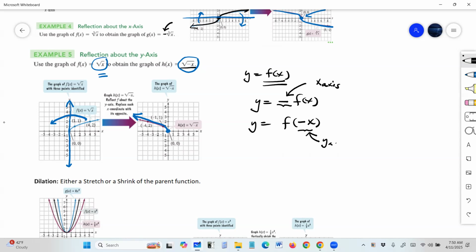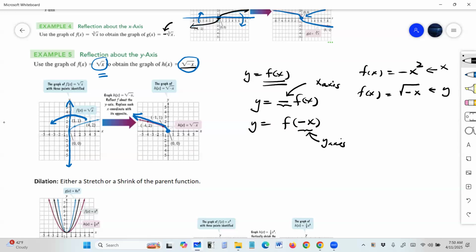This is a reflection on the y-axis. The examples that you saw before, one was minus x squared, and this is a reflection on the x, and the other case was minus x. This is a reflection on the y.